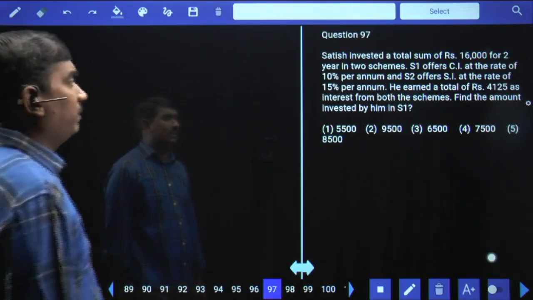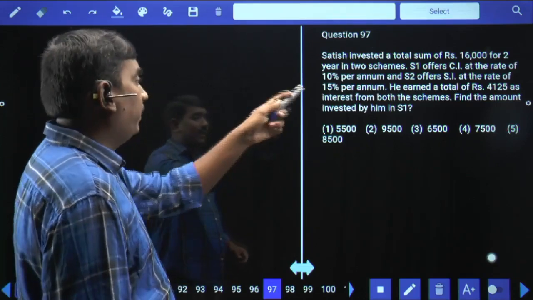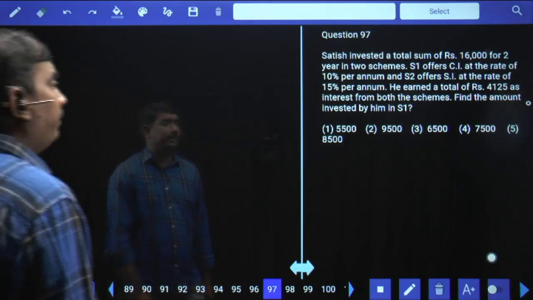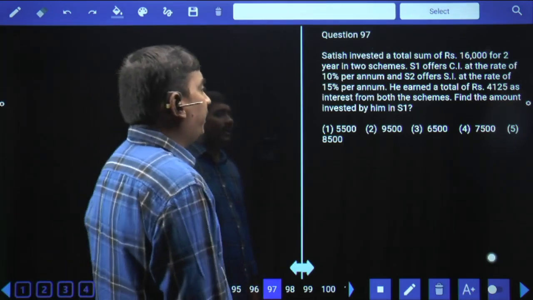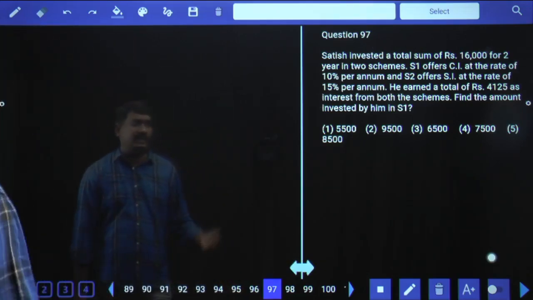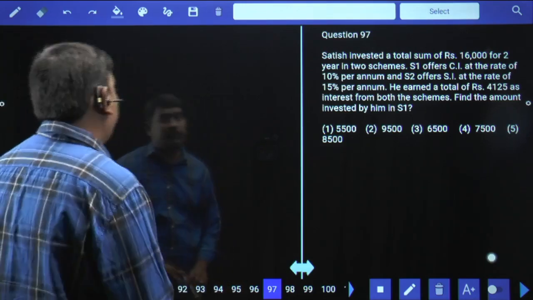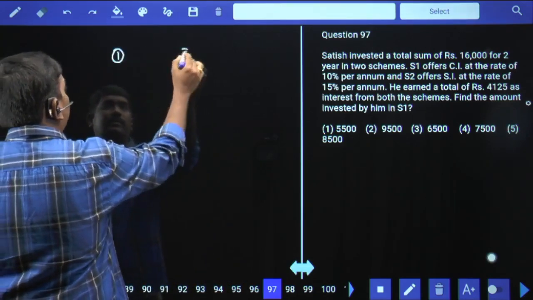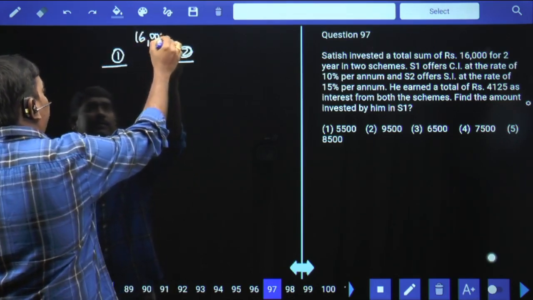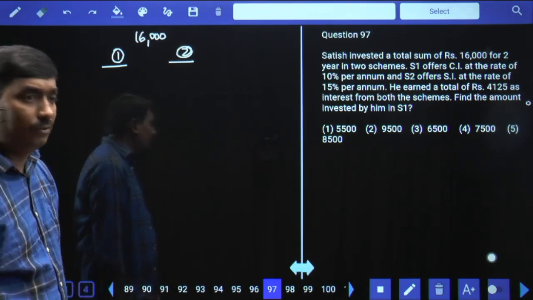Satish invested a total sum of 16,000 rupees for 2 years in 2 schemes. Scheme 1 offers a compound interest at the rate of 10% per annum. Scheme 2 offers a simple interest at the rate of 15% per annum. He earned a total of 4,125 rupees as interest from both the schemes. Find the amount invested by him in scheme 1. Total principal is given as 16,000. Out of 16,000, how much in scheme 1 and how much in scheme 2, I don't know.